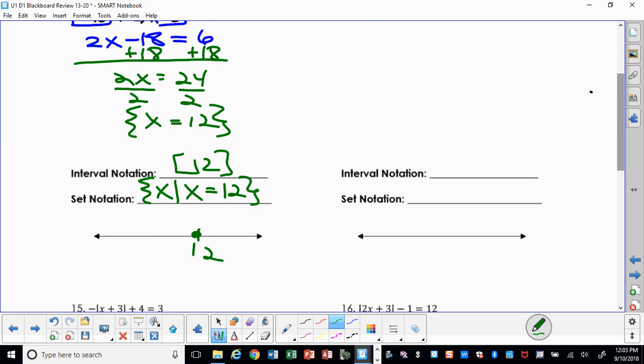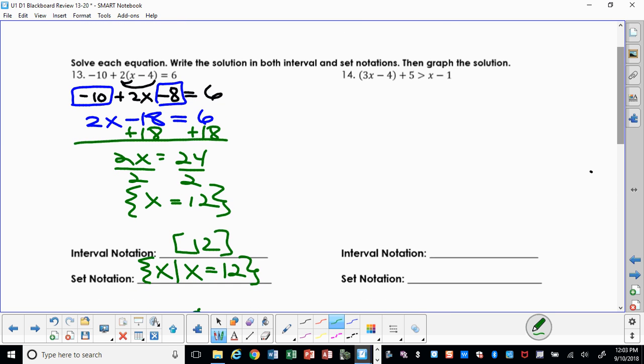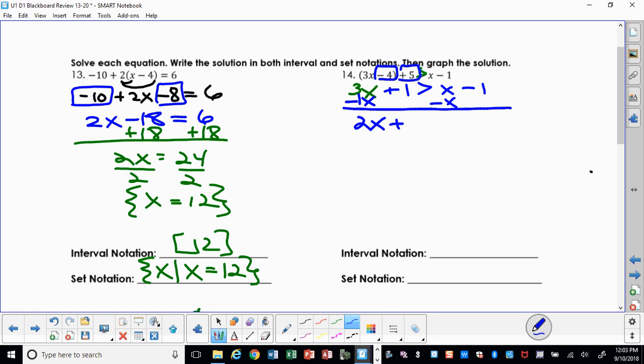And then the next one, again, it's an inequality, but I solve it using the properties, doing the same thing. There's nothing to distribute, so I'm just going to do 3x. I can combine, I've got a negative 4 and a positive 5, so that's a plus 1, is greater than x minus 1. I'll leave this the same. I don't flip it or anything. So now I want to get rid of this x, so I'm going to minus x on both sides. So 3 minus 1 is 2x, plus 1 is greater than negative 1.